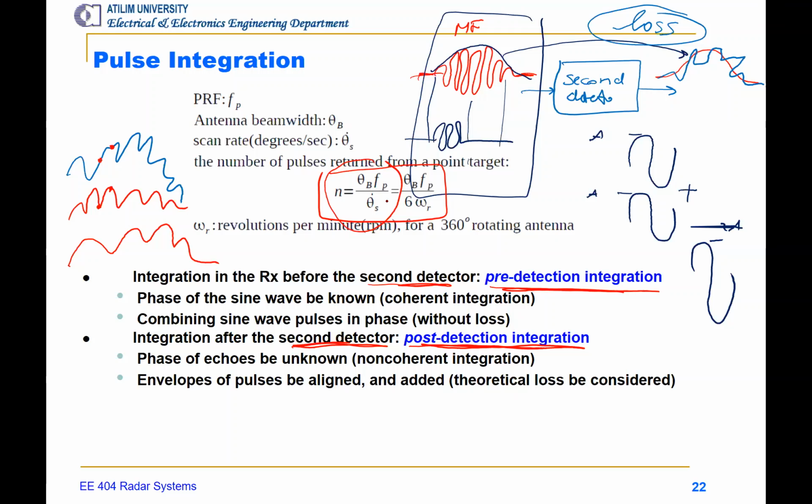Then if we want to integrate a sequence of pulses, we have to consider this number, n. How many pulses do we get first? And then we integrate them. If we integrate them successfully without loss, then the integrated pulse count will be equal to this n. N will be the number of pulses to be integrated. If there is a loss, so if we use post-detection integration, then the effective number of pulses will not be equal to the number of pulses that we apply to the integrator.